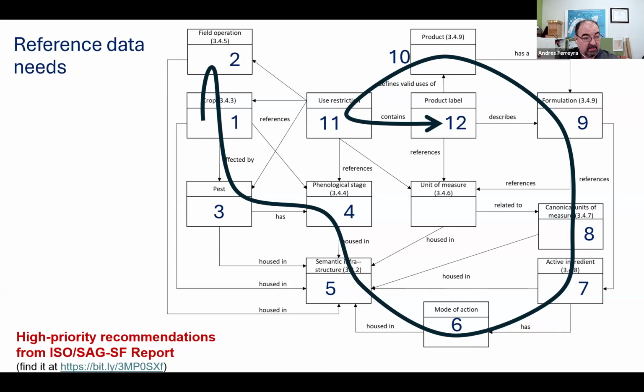Some of these are being actively worked on right now. Crops is something for which we already have a draft. And there's work on field operations in one of our liaison organizations that's nearly done. And we are about to ballot work on unit of measure codes as well, coming out this week and so forth. So it's not like modes of action and formulation are just arbitrary. We're just filling in those blanks.